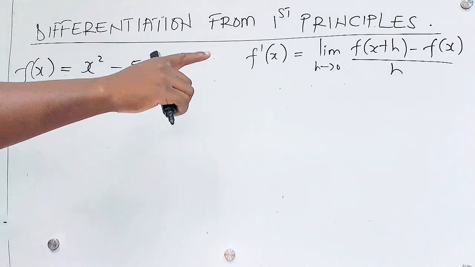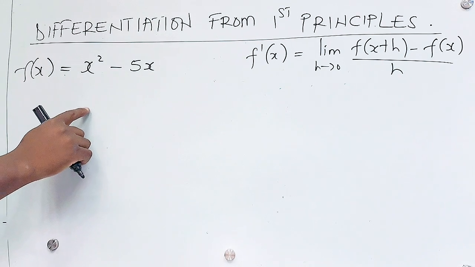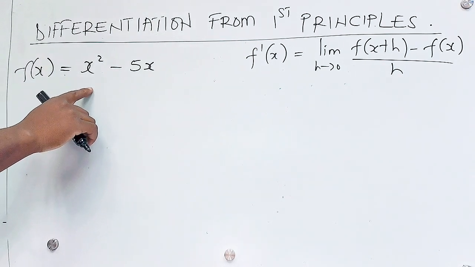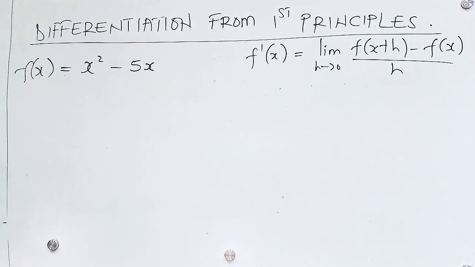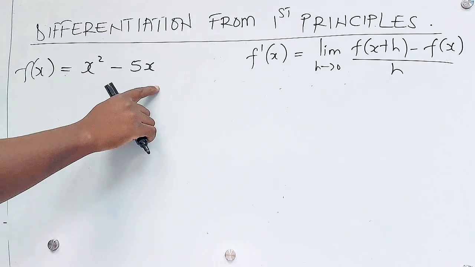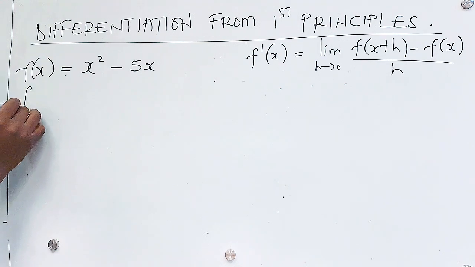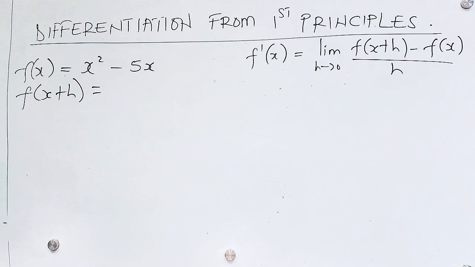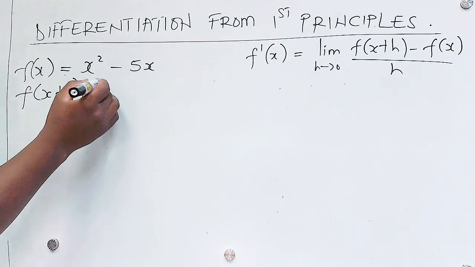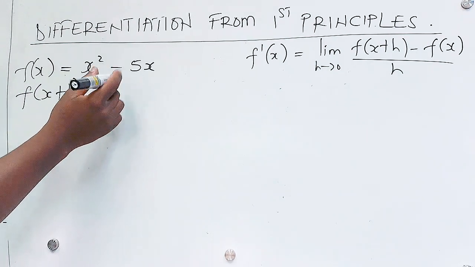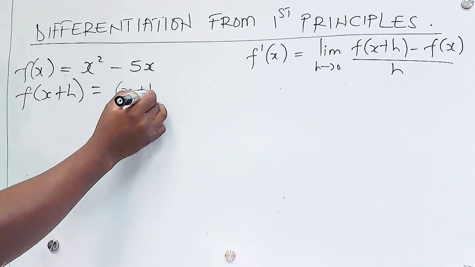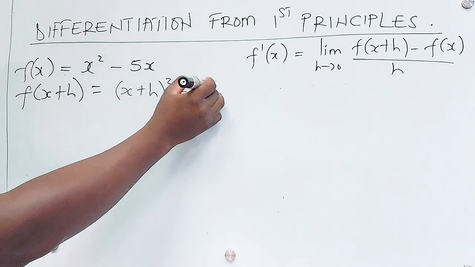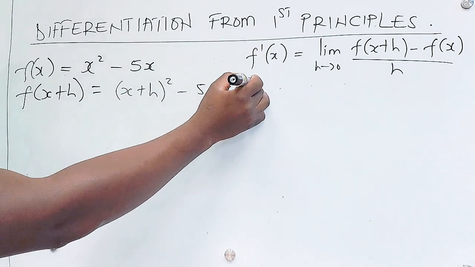So from our formula, we have f of x and f of x plus h. But on our formula, we are only short of f of x plus h. f of x is given in the question. So let's find f of x plus h. In this case, wherever you are seeing x, you have to substitute with x plus h. So we have x here and x there. So we have x plus h squared minus 5 times x plus h.